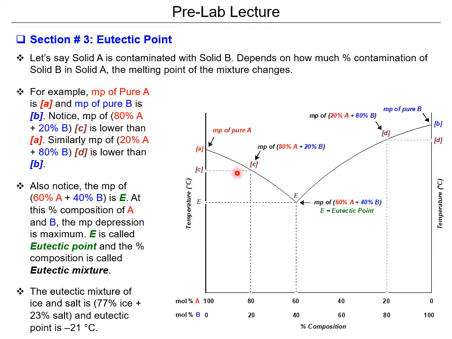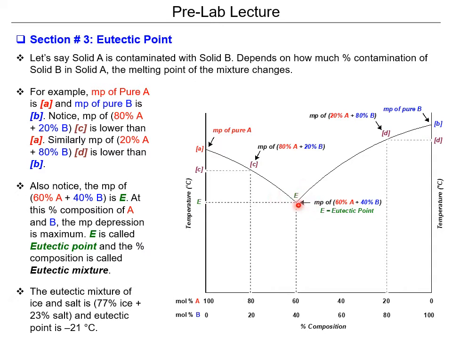And you'll see the same thing happens with B here. You have 100% B, 0% A. This is the melting point of B. However, adding 20% A lowers the melting point down to bracket D. So you'll notice right here, there's a minimum temperature at which the two solids melt.